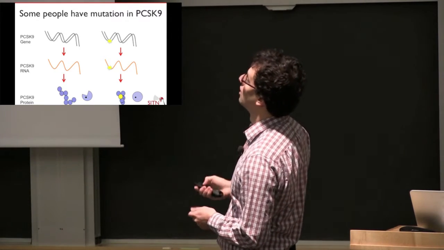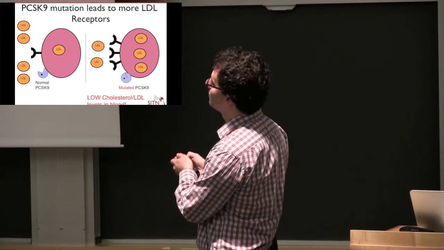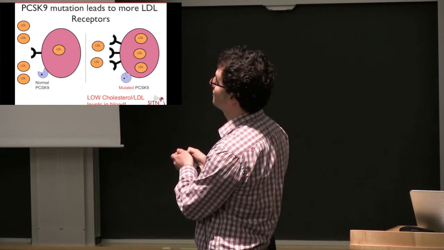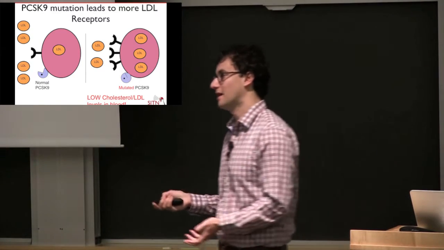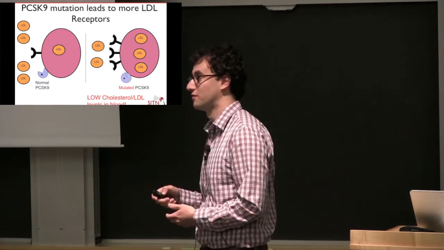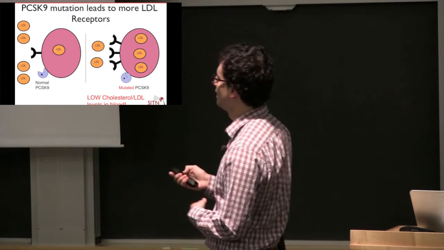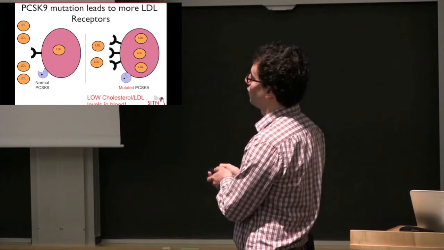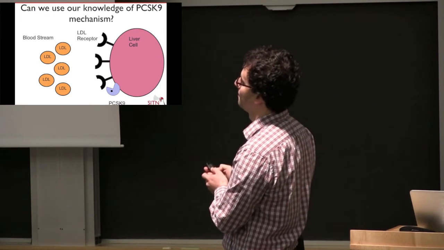So what does this do? What this does is, if the mutated PCSK9 cannot eat the LDL receptors, there's more LDL receptors on liver cells. And that means that more LDL can be taken out of the bloodstream into the liver, compared to normal people who do have this gene. And so you have lower cholesterol and LDL levels in the blood if it's mutated.